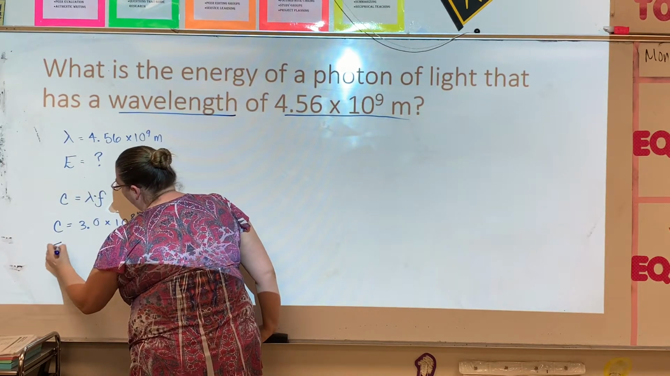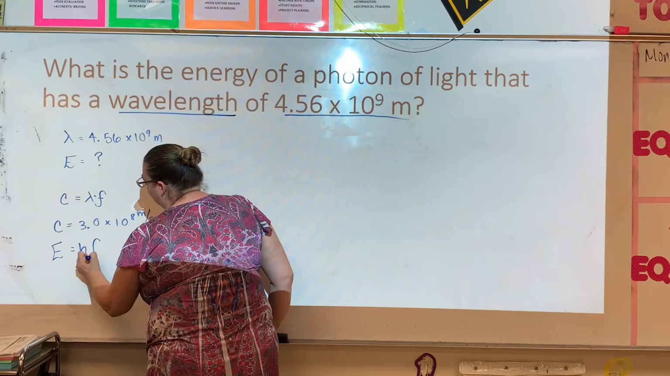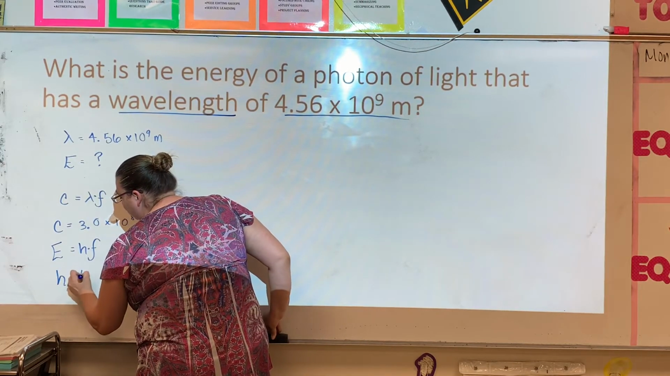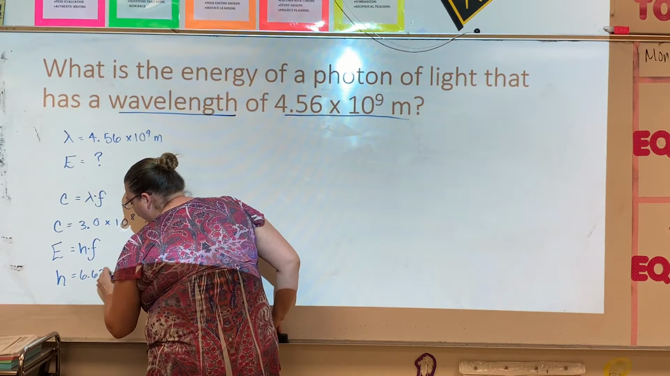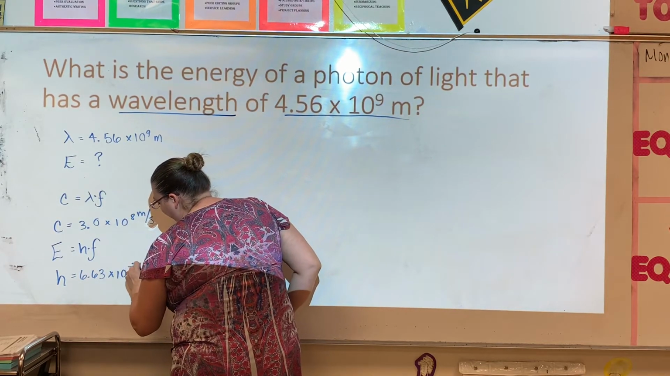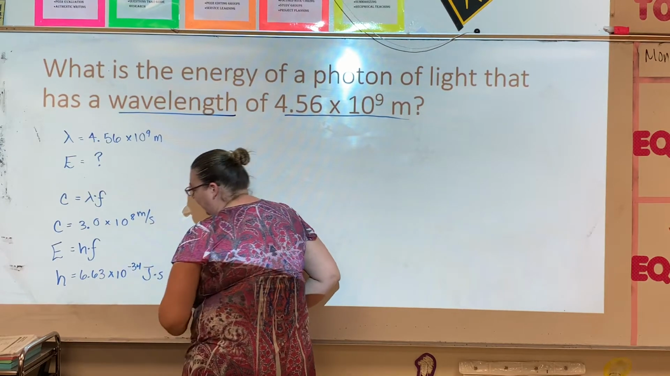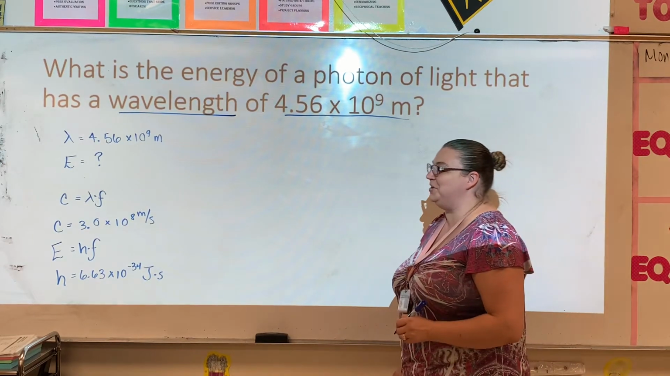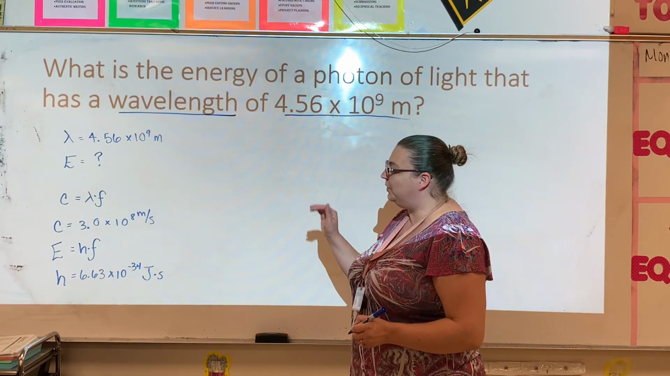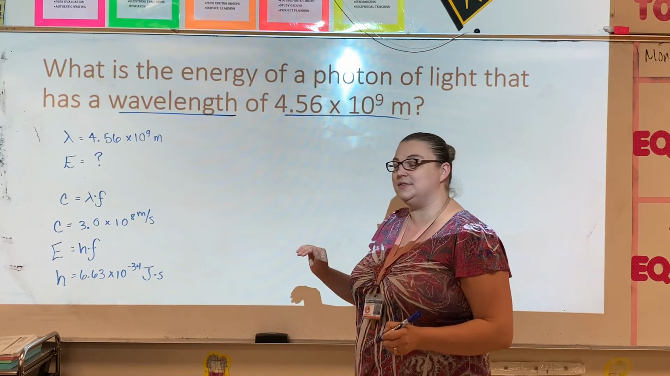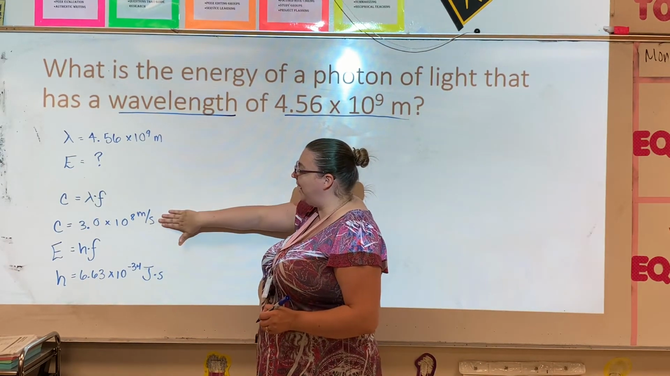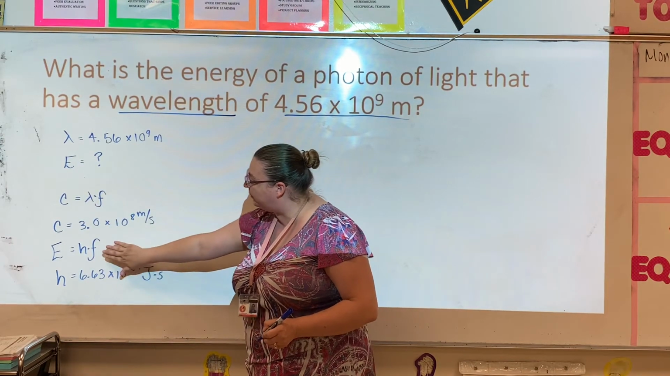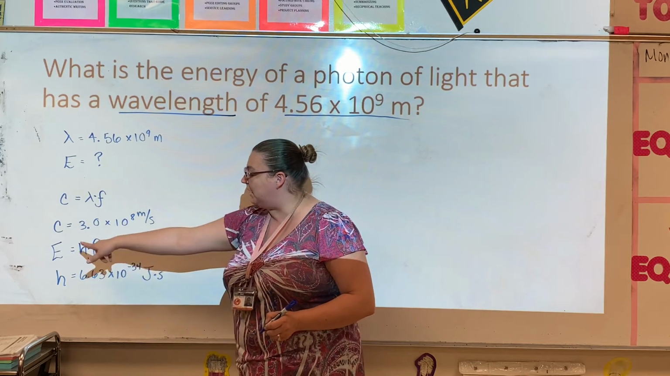I have another equation, energy is equal to Planck's constant times the frequency. And I do know Planck's constant. Planck's constant is 6.63 times 10 to the negative 34th joules seconds. So I know all of these things. But if you're paying careful attention, you will notice that I'm going to have to use both equations. Because I have wavelength and speed of light, that can give me the frequency. Once I have the frequency, I can then use the frequency and Planck's constant to get me the energy.